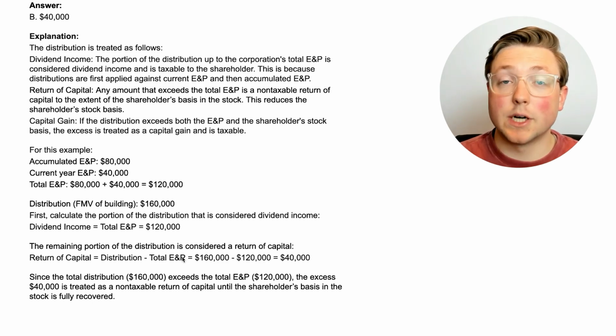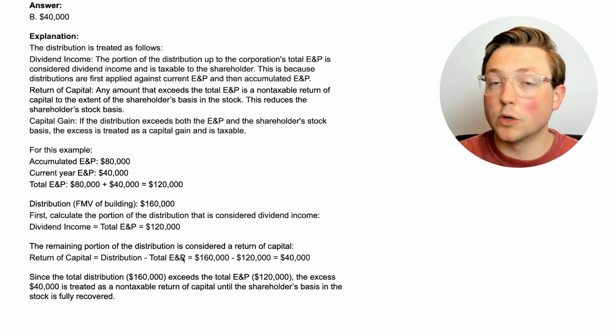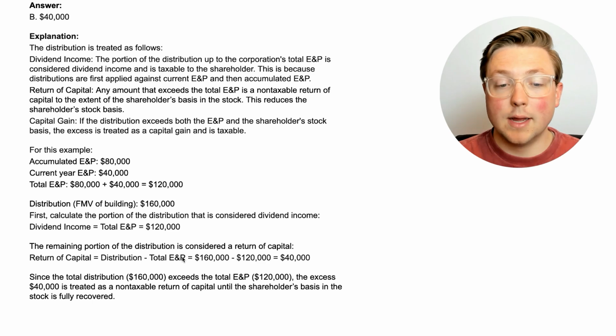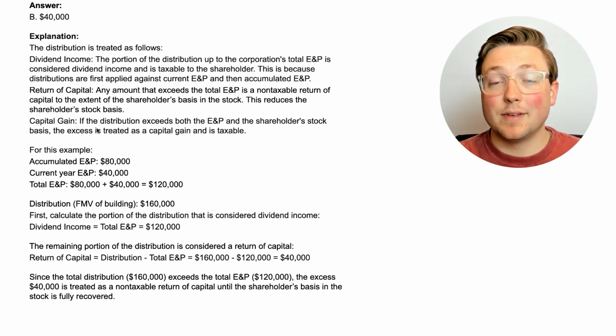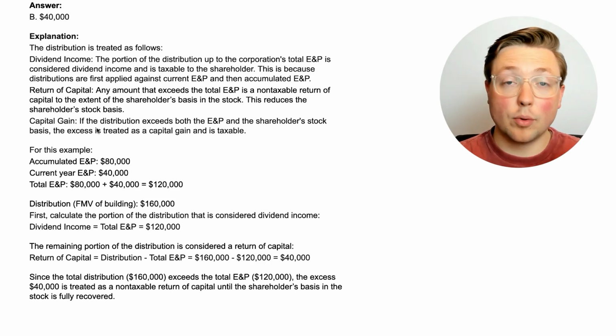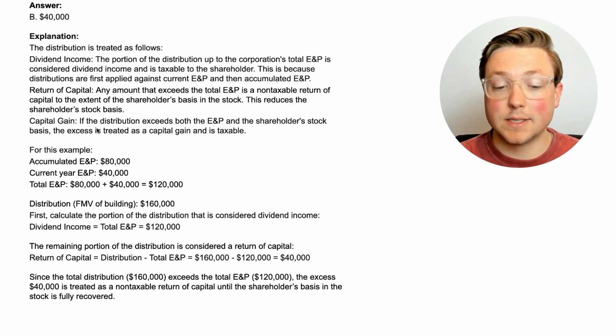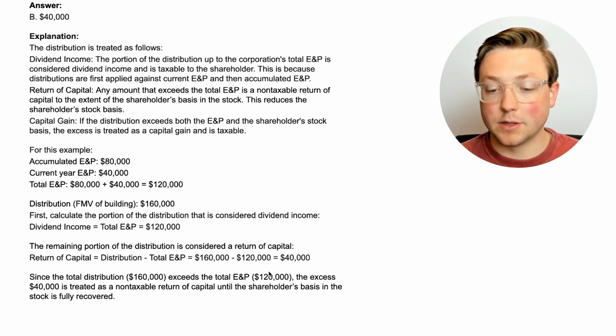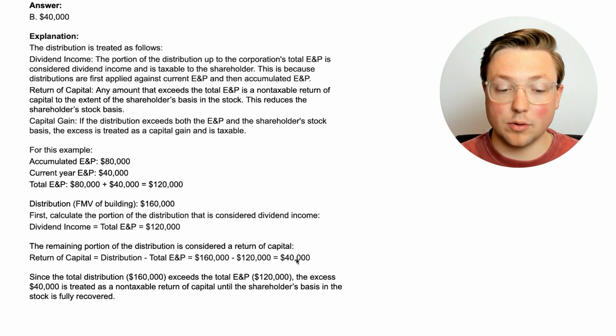It didn't really mention the shareholder's stock basis in this question, so we're just assuming that it's all a return of capital. But like we learned, if the distribution exceeded both the E&P and the shareholder's stock basis, then the remaining amount would be a capital gain. But in this case, there's $40,000 of return of capital. And again, this is non-taxable for the shareholder. All right, we're going to build on this one more time in the next question. You can probably guess what we're going to talk about. Let's go to the next question.